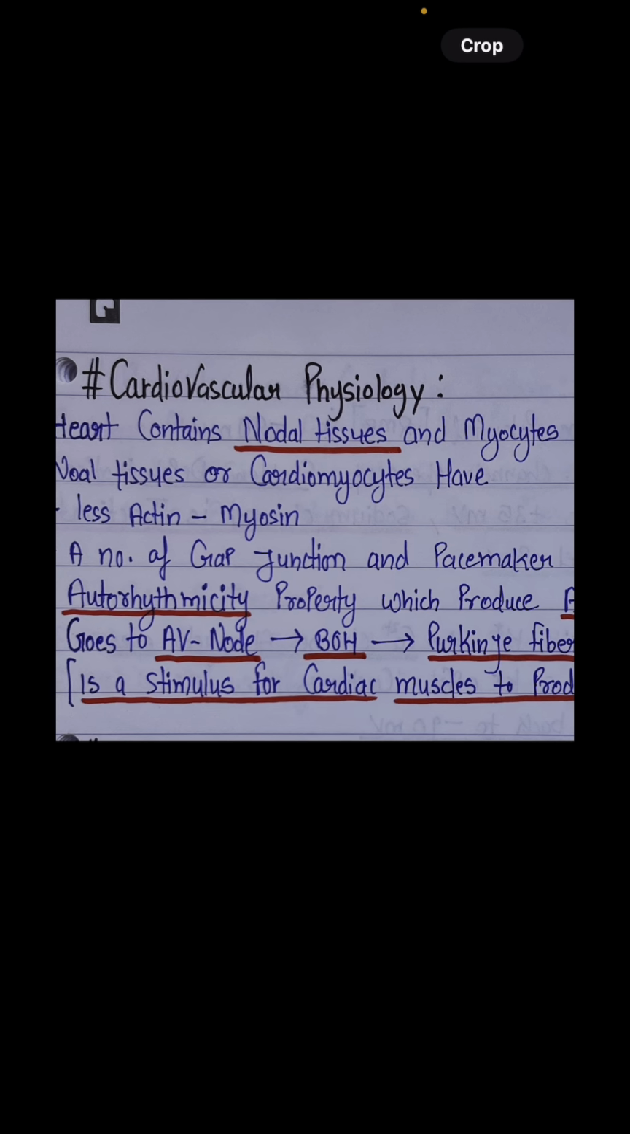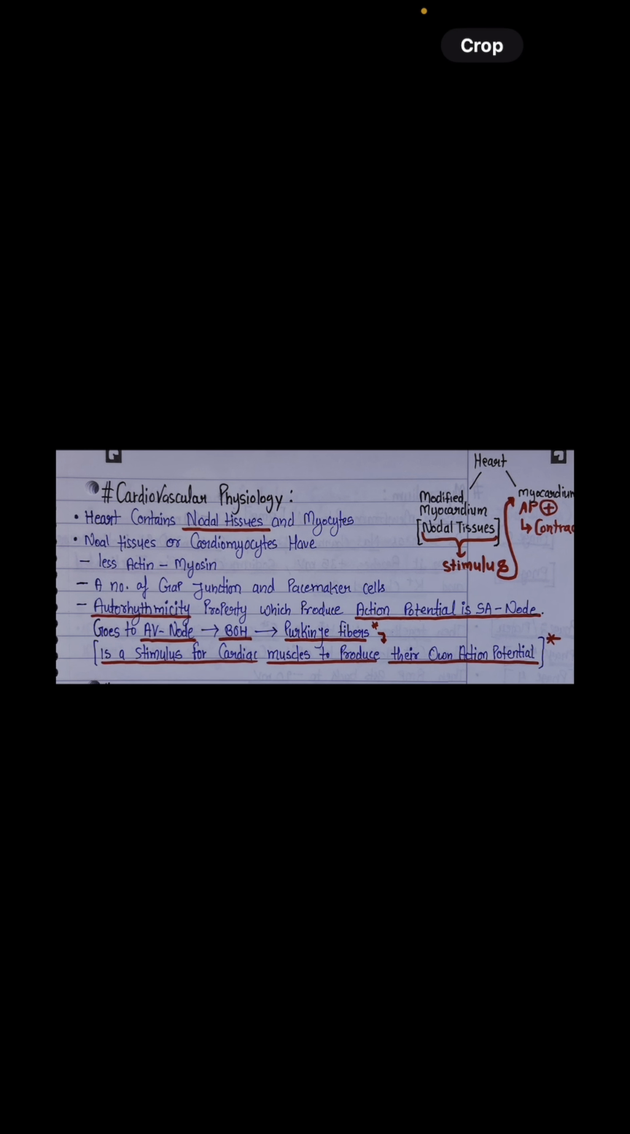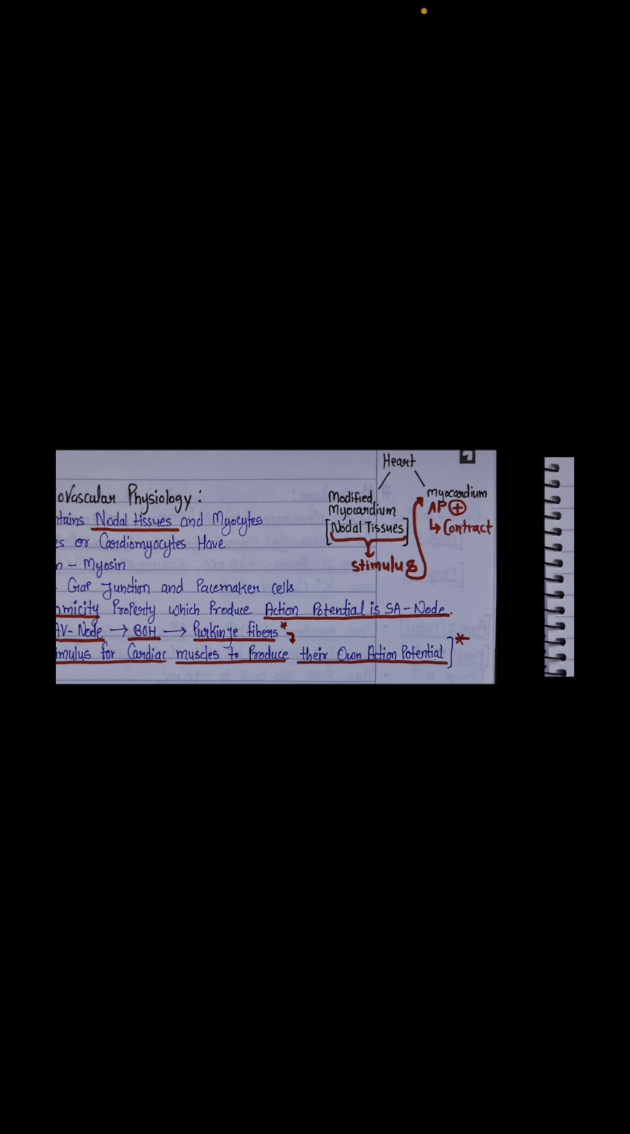The heart is known for its main property, autorhythmicity. It produces its own action potential, which travels from the SA node to the AV node, to the bundle of His, and from the bundle of His to the Purkinje fibers. This is a stimulus for the cardiac muscle to produce its own action potential. So this is the main property of the heart system.